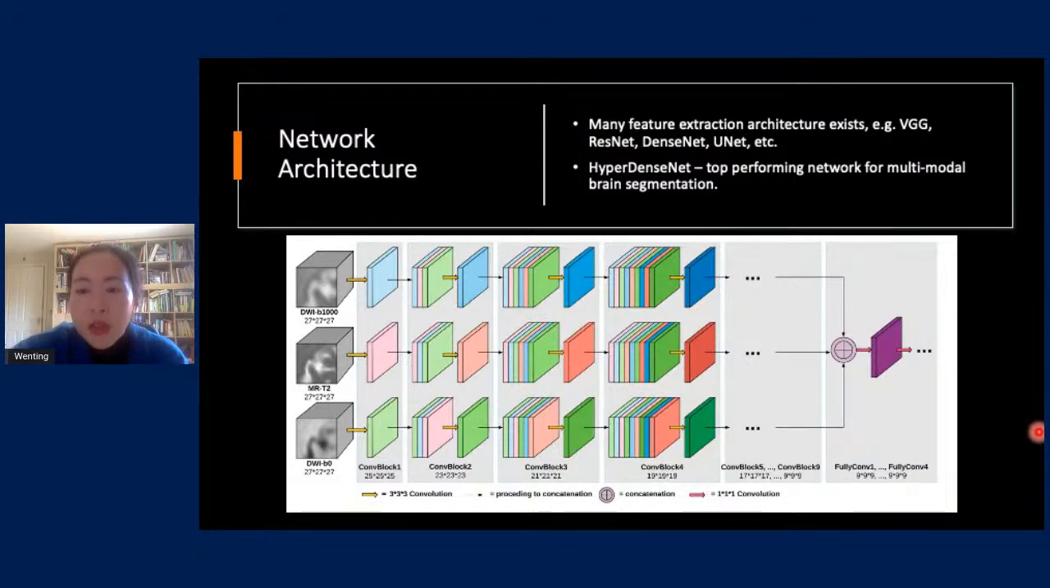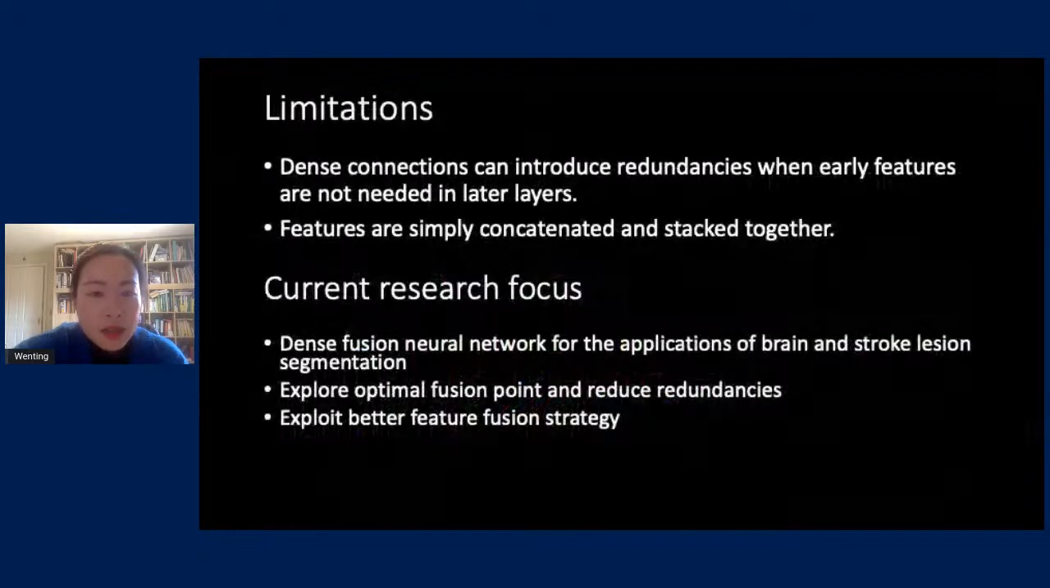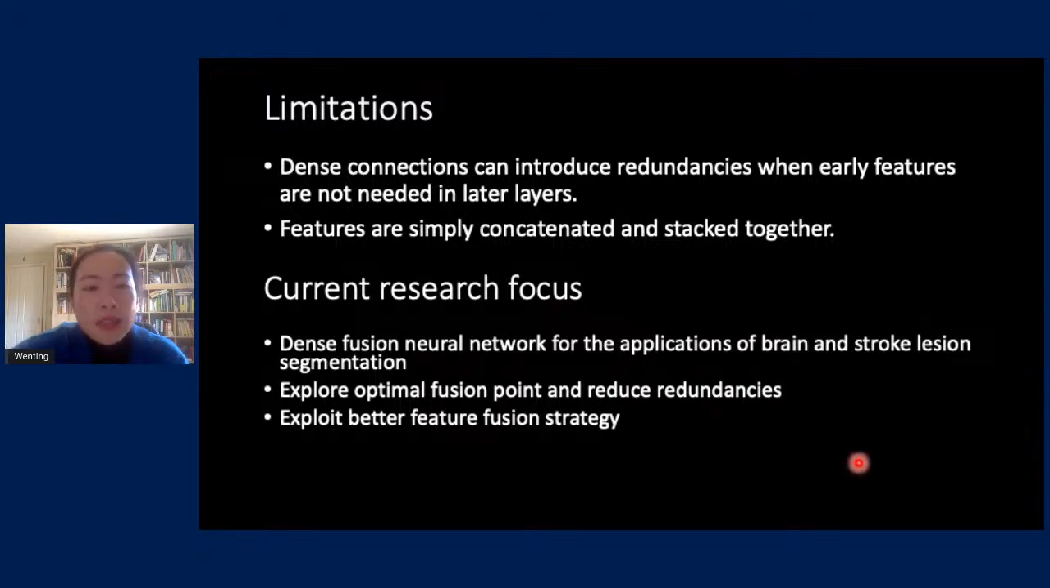This type of network has made significant improvements over the state-of-the-art segmentation techniques, and it has been ranked first for 2 highly competitive multimodal brain segmentation challenges. So that's why we have our focus on the HyperDenseNet. However, we also identify limitations with this type of network.